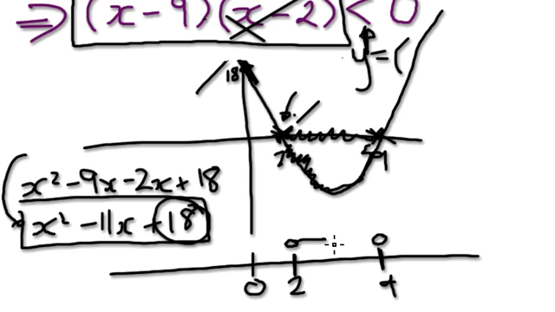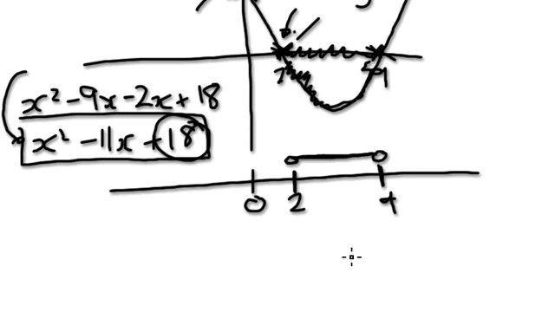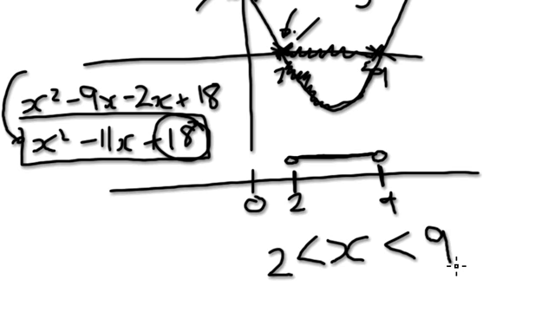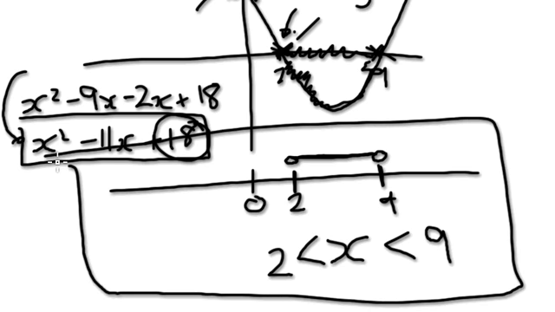Okay, so your diagram will look like this. And you can use this to write this down. x has to be strictly bigger than 2, and strictly less than 9. So this here would be your answer.